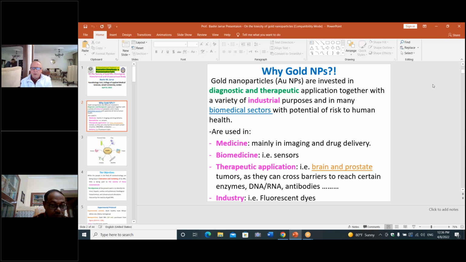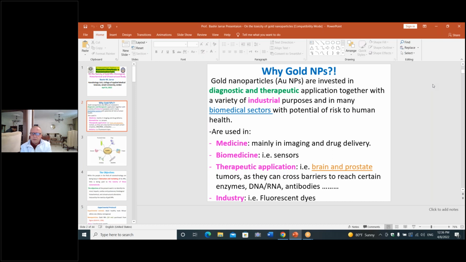Gold nanoparticles are used in medicine, mainly in imaging and drug delivery. In addition, they are used in biomedicine, such as in the manufacturing of sensors. Moreover, they are used in therapeutic applications, for example for the treatment of brain tumors and prostate tumors. The reason is that the smaller gold nanoparticles, up to 60 nanometers, can cross the blood-brain barrier and reach the DNA and macromolecules of the prostate and the brain.